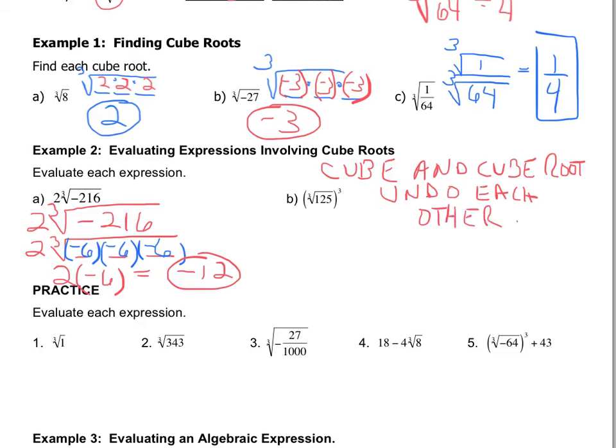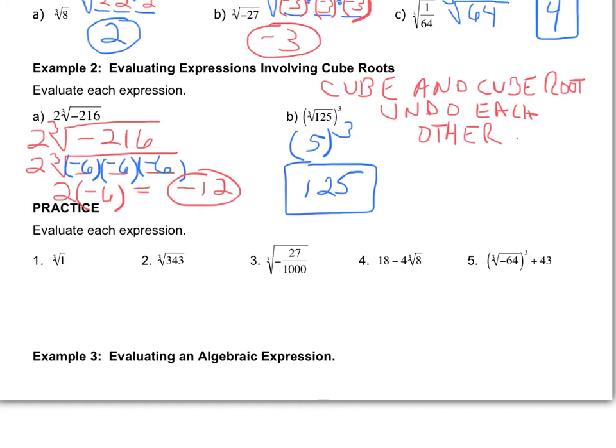So when I see the cube root of 125, the cube root is 5. And then when I do 5 cubed, it's 5 times 5 times 5. I get right back to where I started from. The answer is 125.